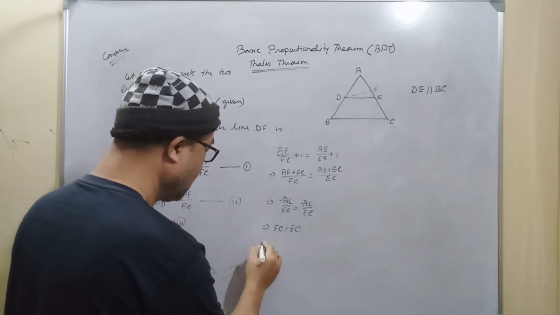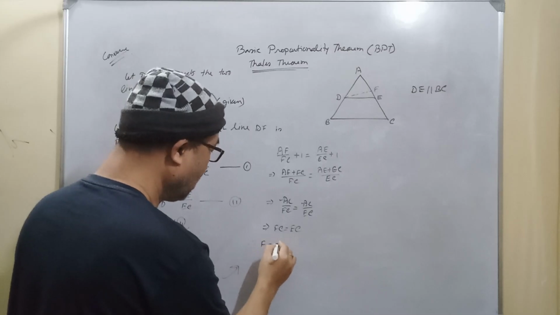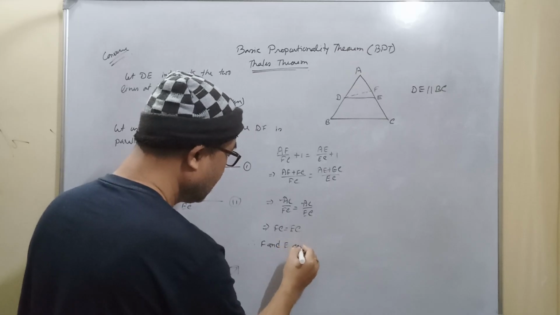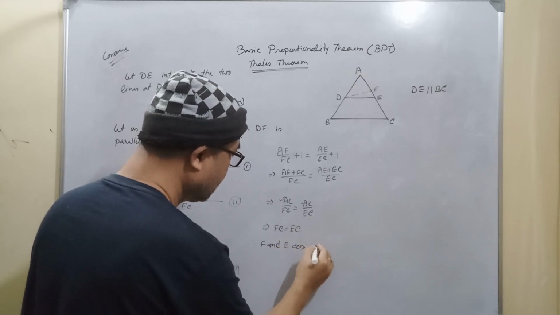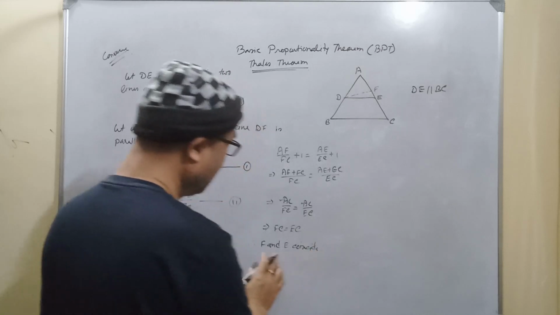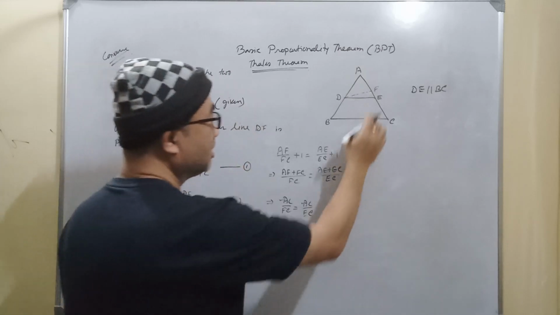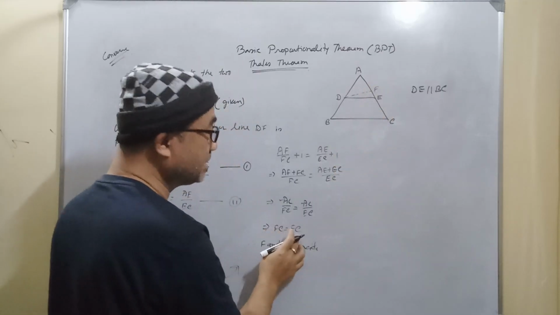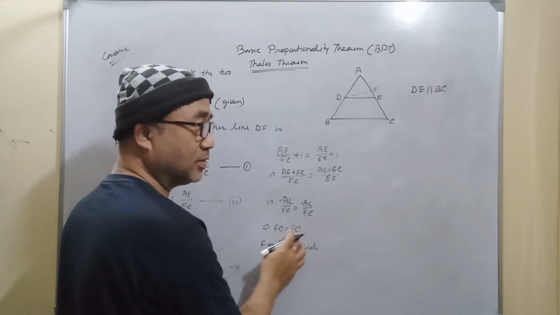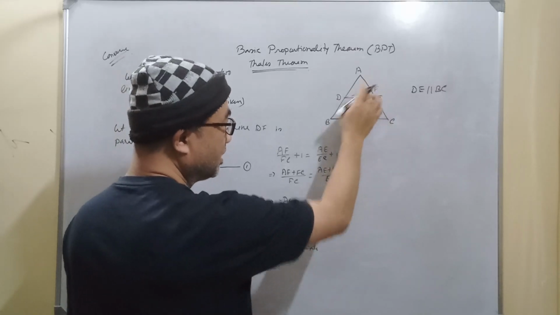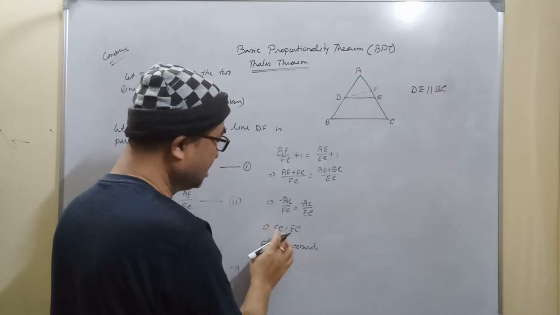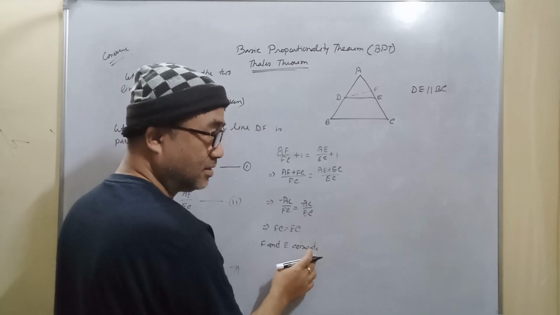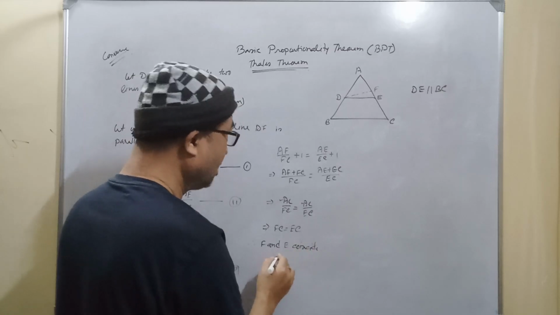Hence, how is it possible? This is possible only when F and E coincide. These two points are the same point. Only then FC and EC can be equal, because both of them are on the same straight line. And if FC is equal to EC, then F and E must coincide. Right?